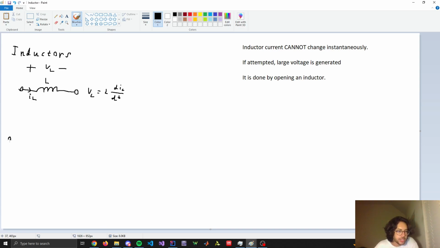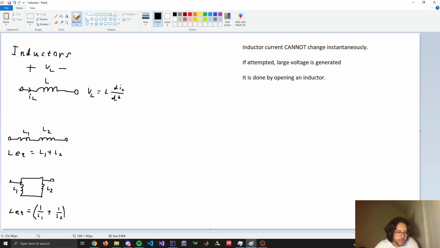So inductors in series add like series resistors. So if we have L1 and L2, then LEQ is going to be L1 plus L2. And two parallel inductors add like parallel resistors. So if we have L1 and L2 in parallel, then LEQ is 1 over L1 plus 1 over L2, all to the negative 1, just like parallel resistors.